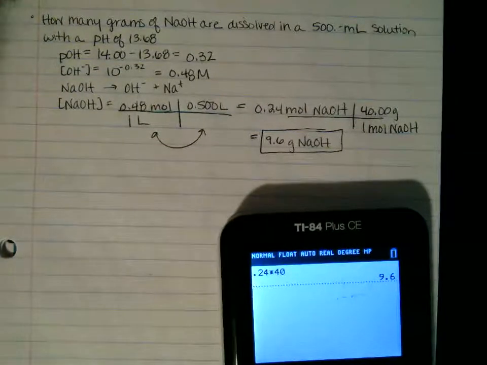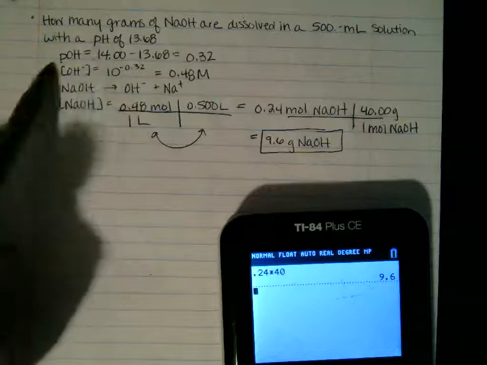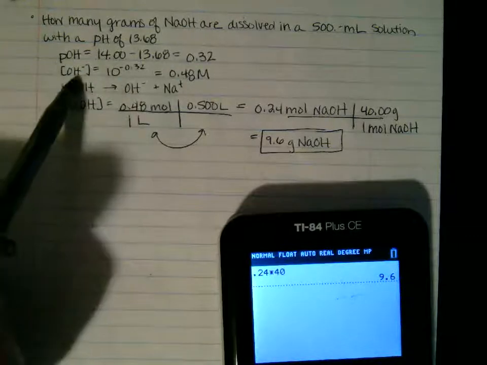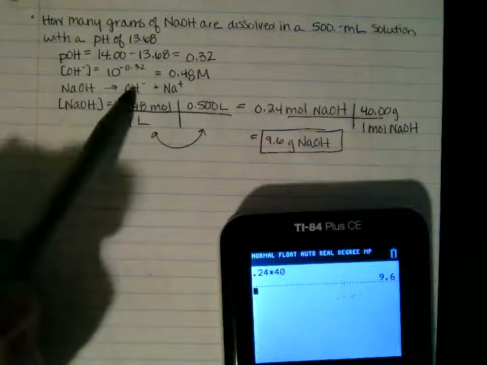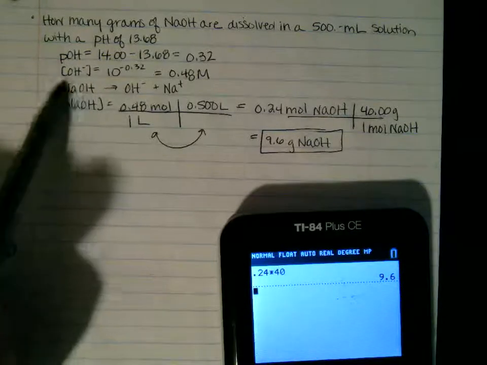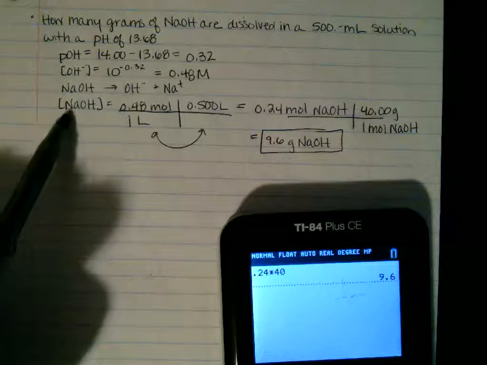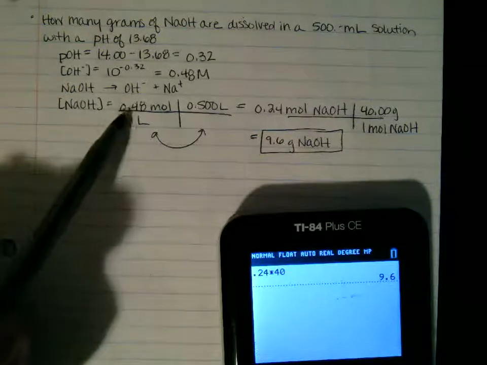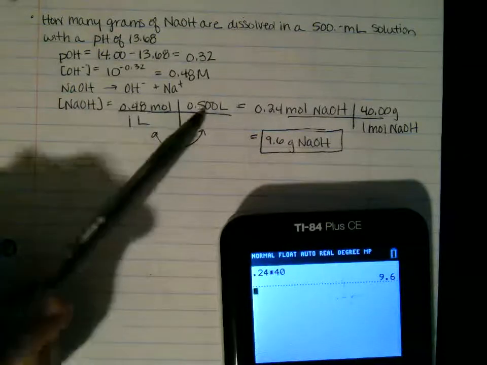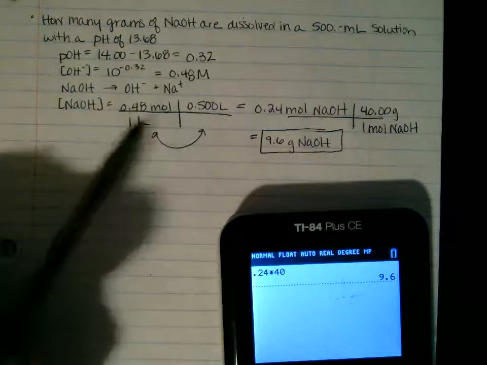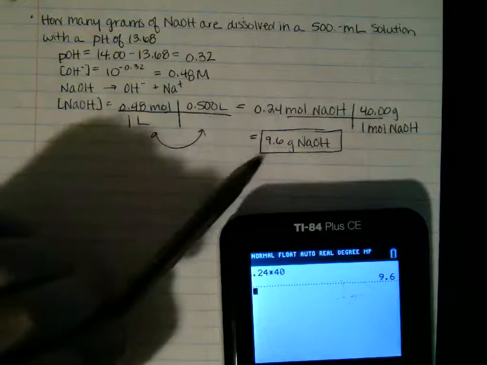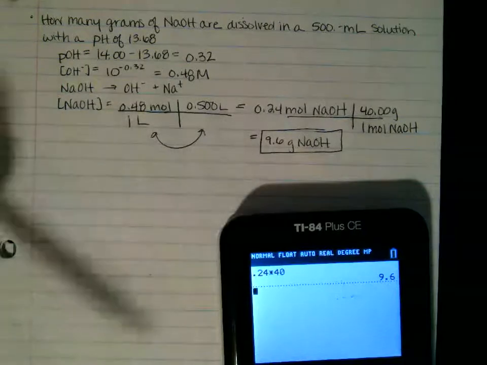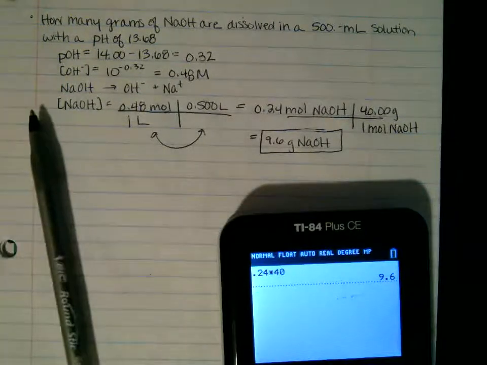Okay, so again, what we did is we took the pH, we found the pOH. From the pOH, we could find the hydroxide ion concentration. If we understand the dissolution of this substance, we can see that the concentration of sodium hydroxide would also be 0.48 molar. If you had half a liter of 0.48 molar, you would have 0.24 moles of sodium hydroxide, molar mass conversion to grams. Okay, so that's a lot of practice problems. That should be plenty to get you through your OWL.